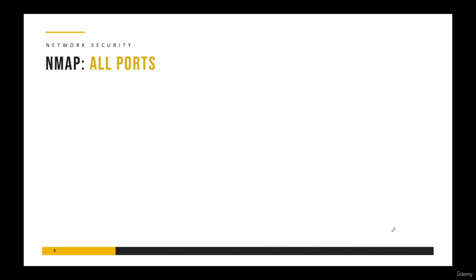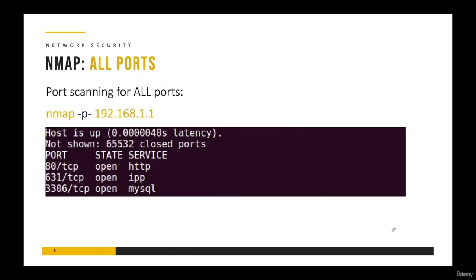Next is how to scan all the ports on a destination IP or a range of IP addresses. It's really simple. We just use a special flag which says to scan all the ports. As the results show, we find 3 ports open as previously, but this also shows the remaining ports which are closed, which is 65532. So this scan probes all the ports on a destination and informs us about all the open ports as well as the closed ports.